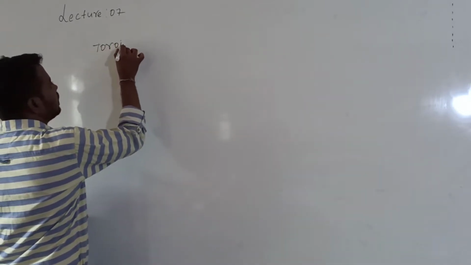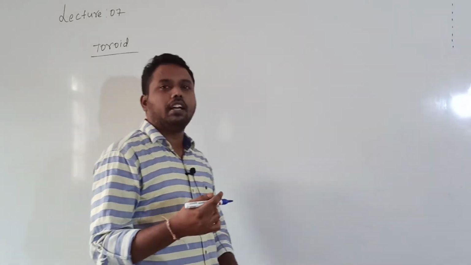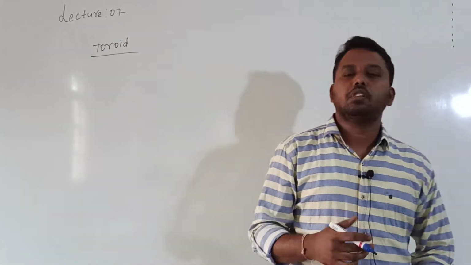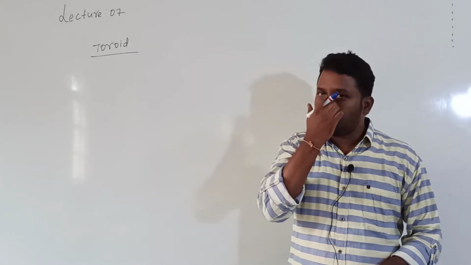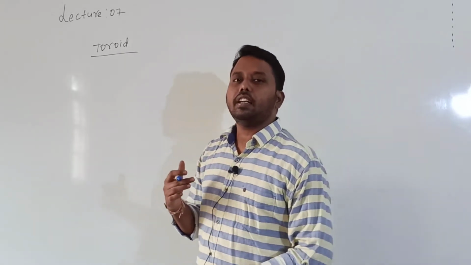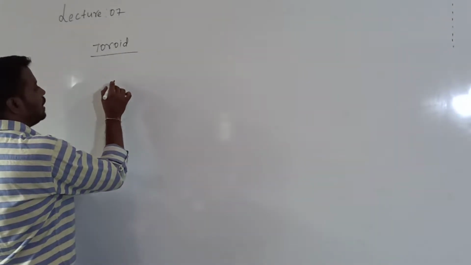Toroid. I told you what the solenoid and toroid are. These are the two components used to produce a magnetic field. A magnetic field can be produced by using the solenoid and the toroid. So what is the toroid? What is the difference between the solenoid and the toroid?